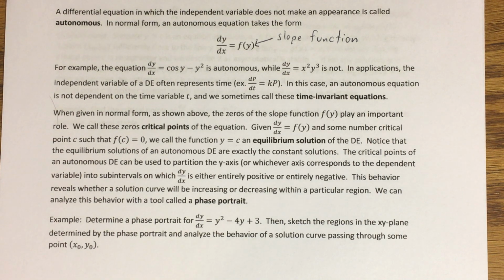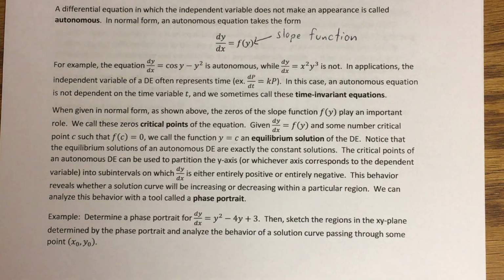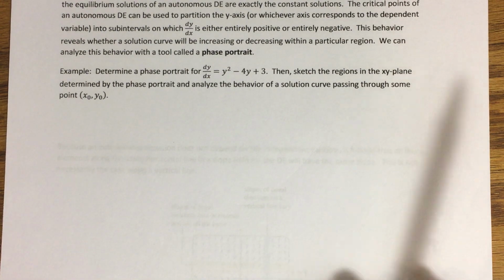Analyzing the behavior of a solution curve in those terms, increasing or decreasing, positive slope or negative slope within those subintervals, we do that with something called a phase portrait. So I'm going to do an example where we do exactly that. Here what we want to do is determine a phase portrait for this autonomous differential equation, and you notice it's autonomous because there's only y's showing up here. dy dx equals y squared minus 4y plus 3. Then we're going to use our phase portrait to create regions in the xy plane on which we can analyze the behavior of a solution curve passing through some point in that region. I'm going to call it x naught, y naught. So here's what that looks like.